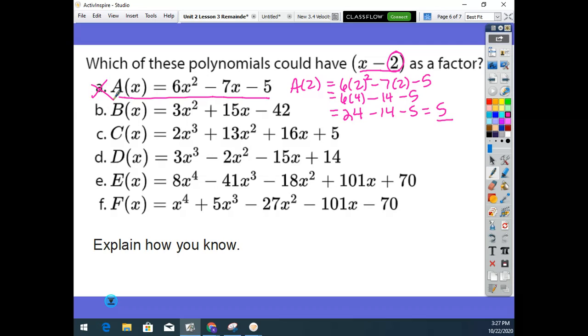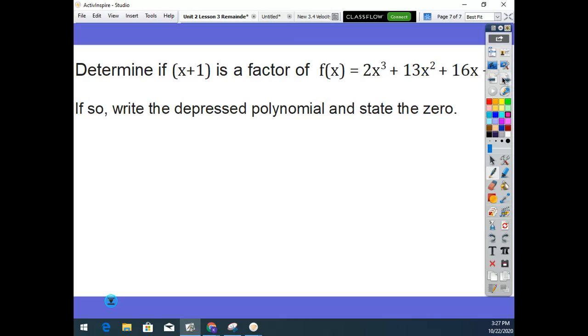So go ahead and work your way through and determine, and then talk to a partner to see if they agree or disagree. All right, last problem. Determine if x plus 1 is a factor, but notice this time it says write the depressed polynomial afterwards. Since we have to do that, I'm going to use synthetic division. I've noticed also with synthetic division, the numbers are a little smaller than when you plug the numbers in. But you can do either way to figure out, is it a factor?